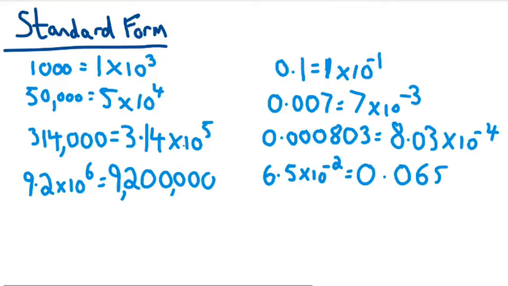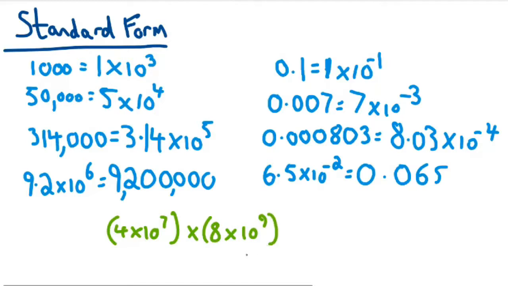Okay, so that's just a matter of how we can get from ordinary numbers to standard form and vice versa. What if you then wanted to manipulate these standard forms? So for instance, what if we had 4 times 10 to the 7 times 8 times 10 to the 9?